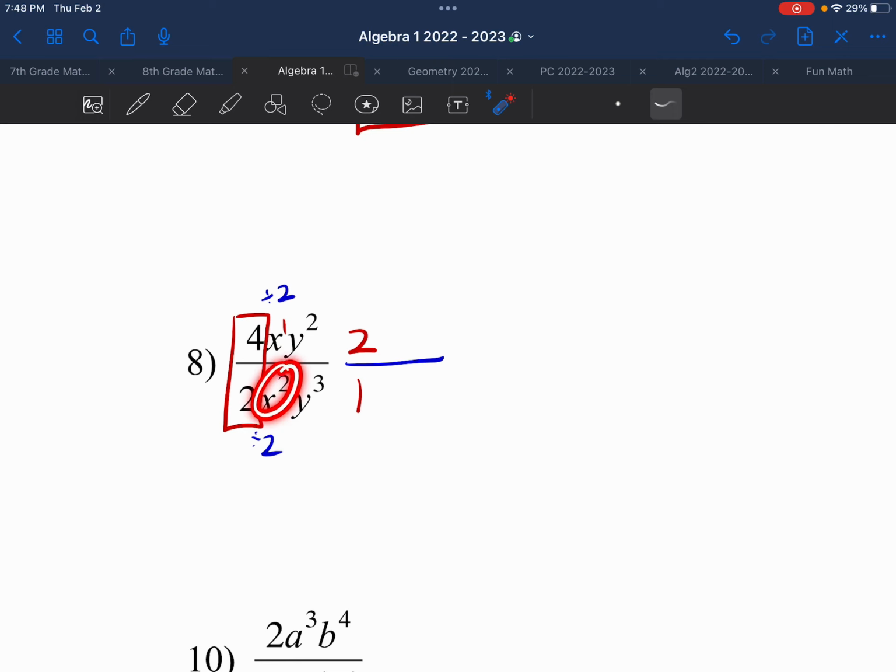Well, you can see x squared is bigger. So I'm going to write my answer in the bottom where it is bigger. And I'm going to do bottom minus top because I put that x in the bottom. I'm going to do 2 minus 1.